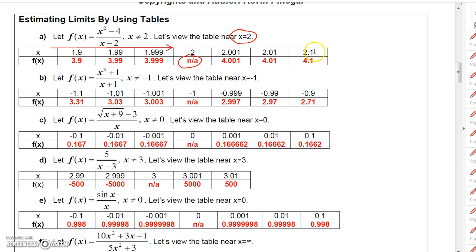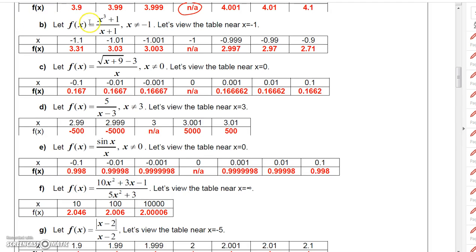And the same thing happens if you approach from the other side. If you plug in 2.1, you get 4.1. If you plug in 2.01, you're going to get 4.01. If you plug in 2.001 into the function, you're going to get 4.001. So it appears that that function is approaching 4. But again, we haven't proved that yet.